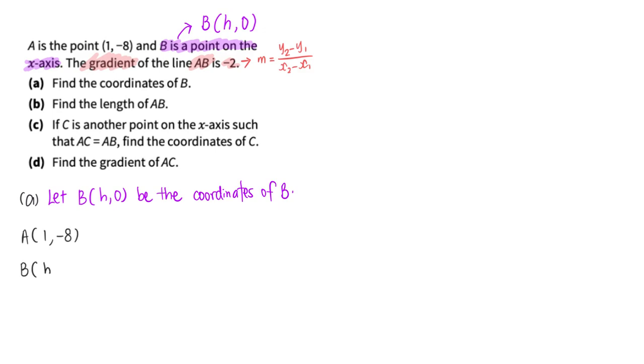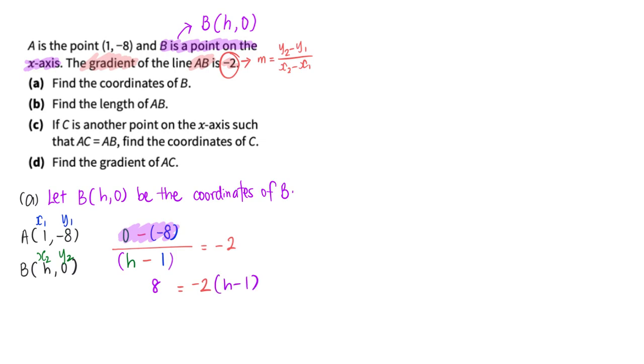My point B, we are going to let h be the x-coordinate, so that I will have my x1, y1, x2, y2, and the gradient then would be 0 minus negative 8 over h minus 1. And we know that this is equal to negative 2. Okay? So let's continue to solve. So from here, I will have 0 minus negative 8, which gives me a value of 8. H minus 1, I'm going to multiply on both sides, such that I will have negative 2 times h minus 1.